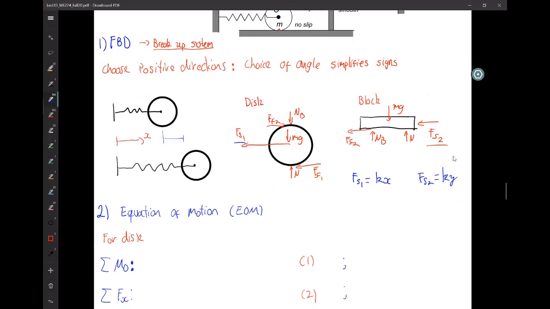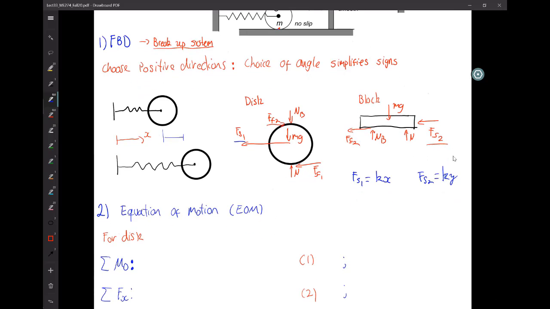So, for the disk, actually, for that disk, we don't need the y direction, right? It's not moving up and down. So I'm just going to do the rotation and the x motion. I already kind of revealed the choice of where I want to take my moments. Why do I want to take my moments about point O? Because we could do it about point C if we wanted to, but let's do it about point O.